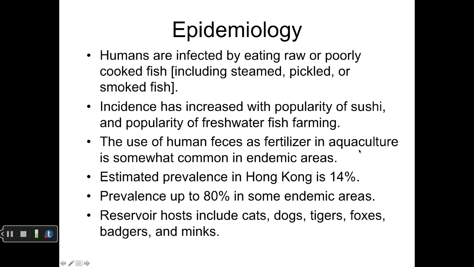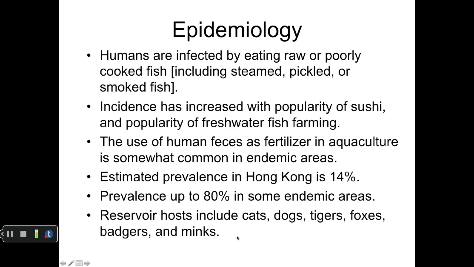Some factors that help to contribute, we saw this earlier with Fasciolopsis buski. The use of human feces as fertilizer in aquaculture is of concern in some endemic areas. There are some regions that have very high prevalence, so Hong Kong has a prevalence of about 14%. In some rural areas of Asia, up to 80% of people are infected.